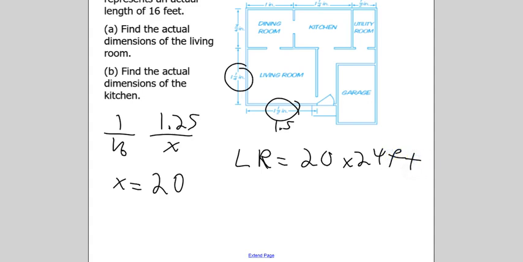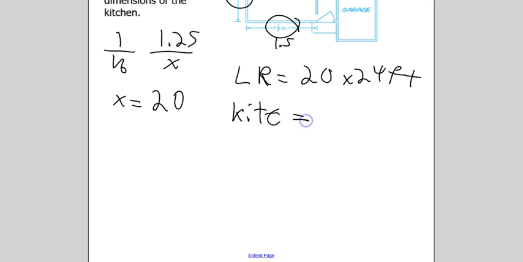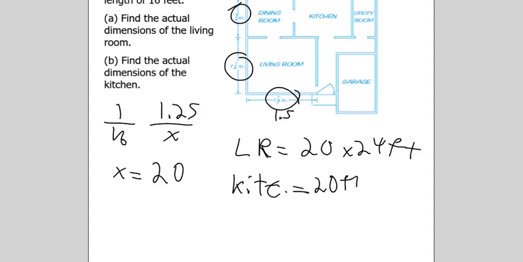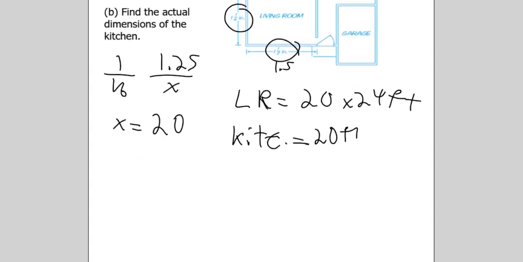Okay? And for part B, the kitchen is 1 1/4 times 3/4. So we already know what 1 1/4 is. So the kitchen is, why is the board not working? The kitchen is also going to be 20 feet. And then we just have to take 16 times 3/4 and get 12. And that's it.